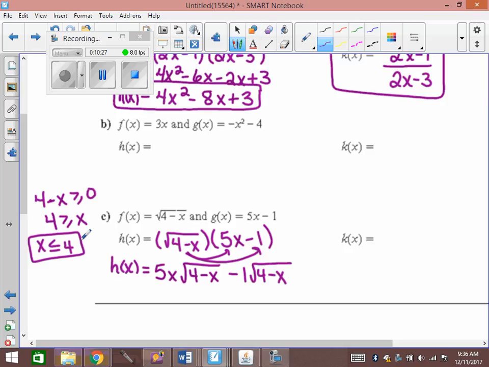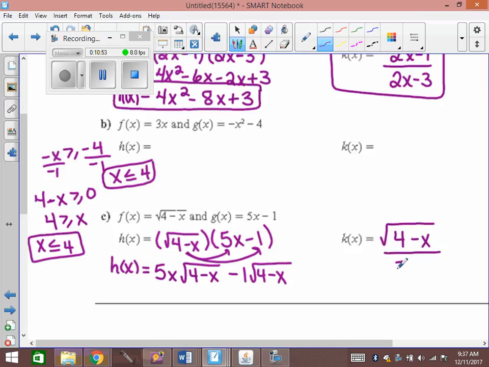I could have solved it this way. I could have moved the 4 over and went like this. And then when I divided by -1, what would happen? The sign would flip. So you'd get the same answer. Okay? And then this one is just square root 4 minus x and 5x minus 1. So this one would have to be x is less than or equal to 4.